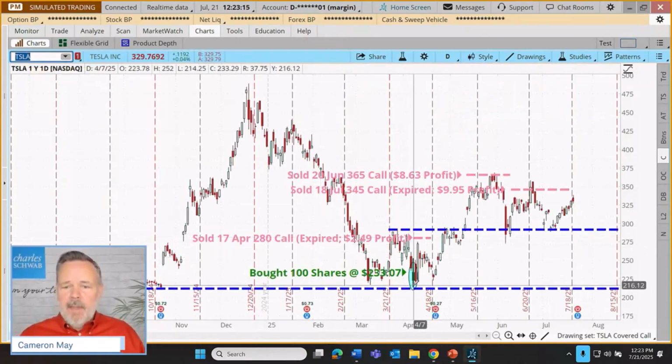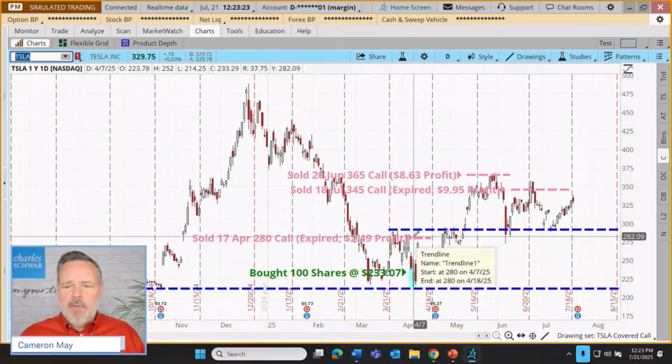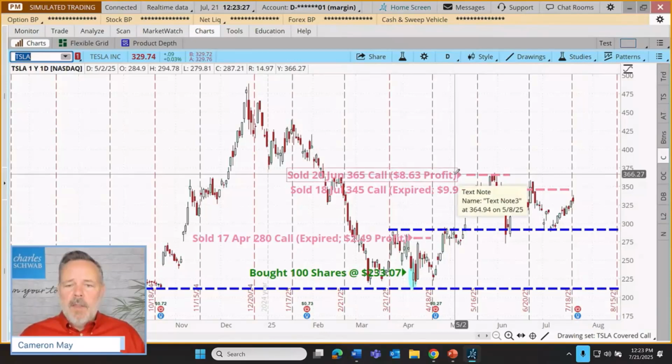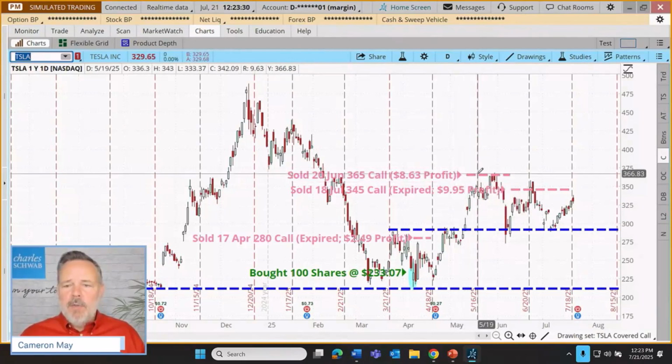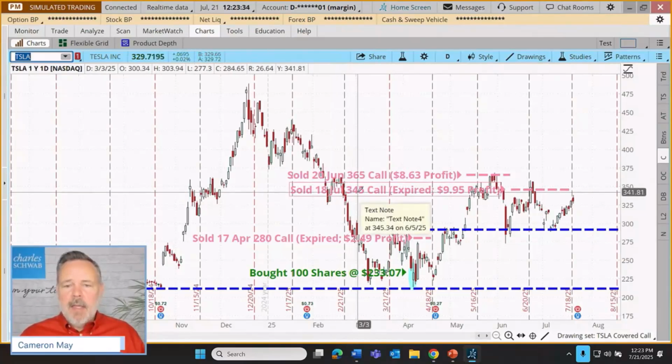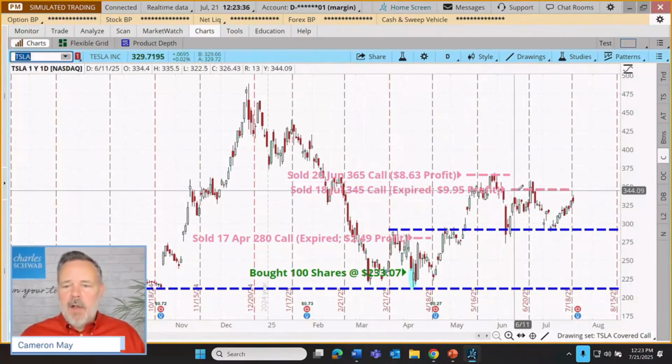With Tesla, this one has been a great trade. Bought the shares at 233.07. Sold a 17th of April 280 call. That expired for a 249 profit. We waited a bit. Sold the 20th of June 365 call. We closed that for an 863 profit. Sold an 18th of July 345 call.